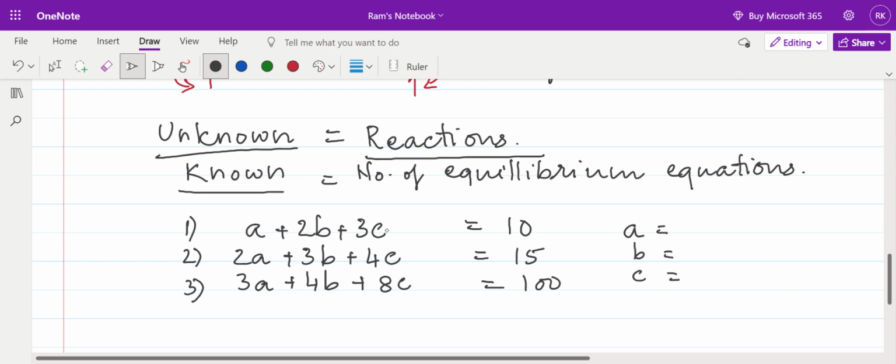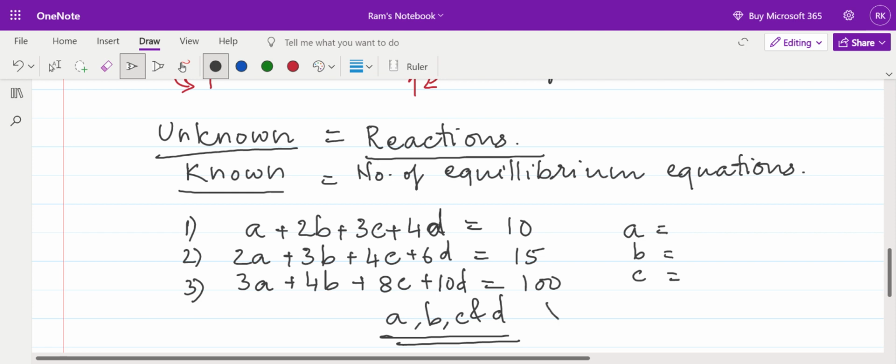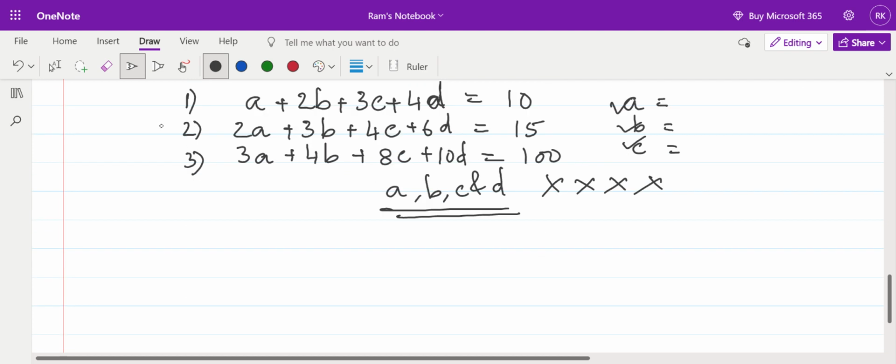Now, if I add one more unknown, 4D, 6D, and here 10D, and these are the equations, three equations with four unknowns, then we must know that we cannot determine the values of A, B, C, and D. There are four unknowns and only three equations. If we have only three equations and three unknowns, we can determine the values of A, B, C. But if there are four unknowns and three equations, we cannot. This means we want the number of unknowns equal to the number of equations.